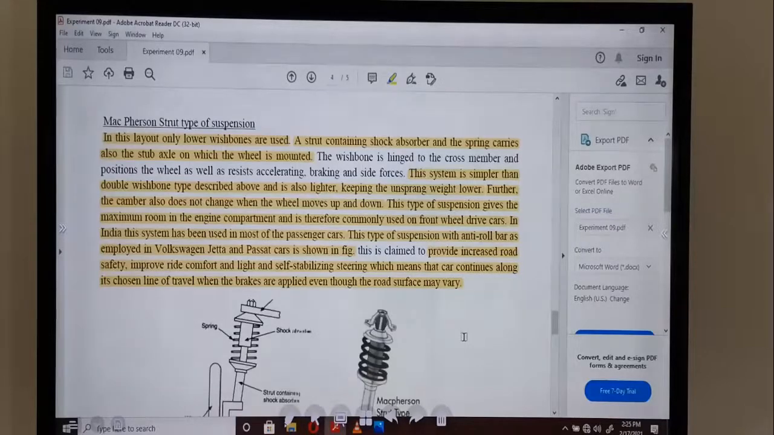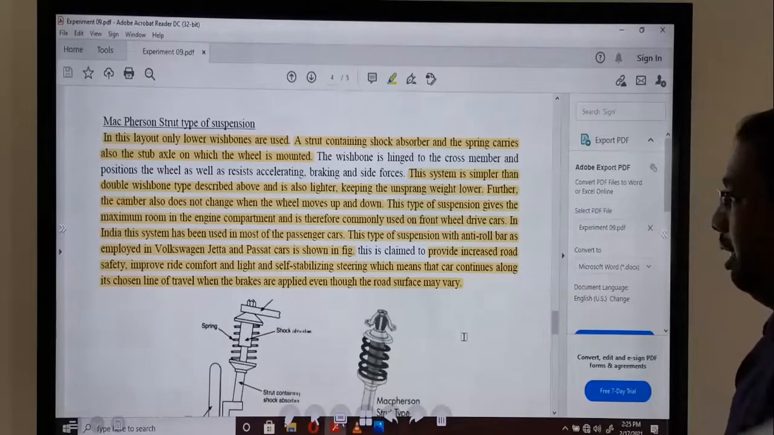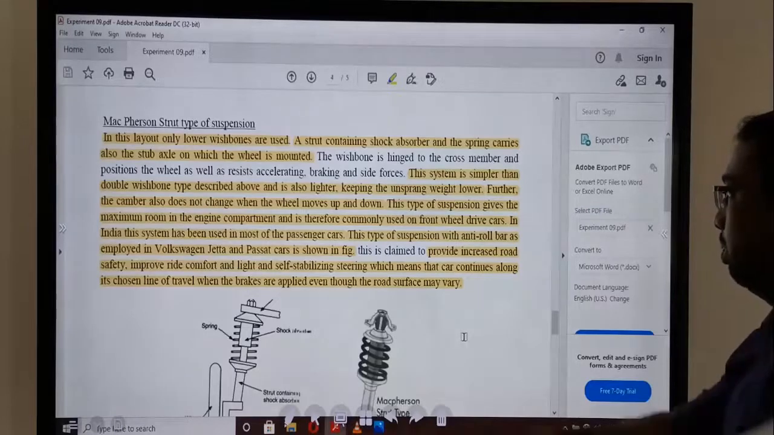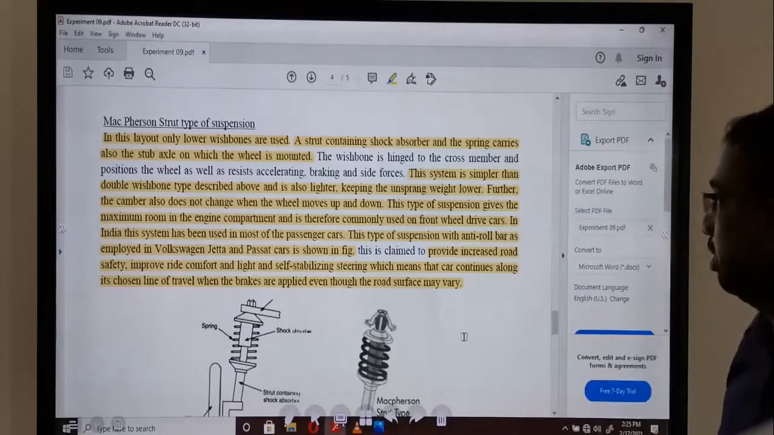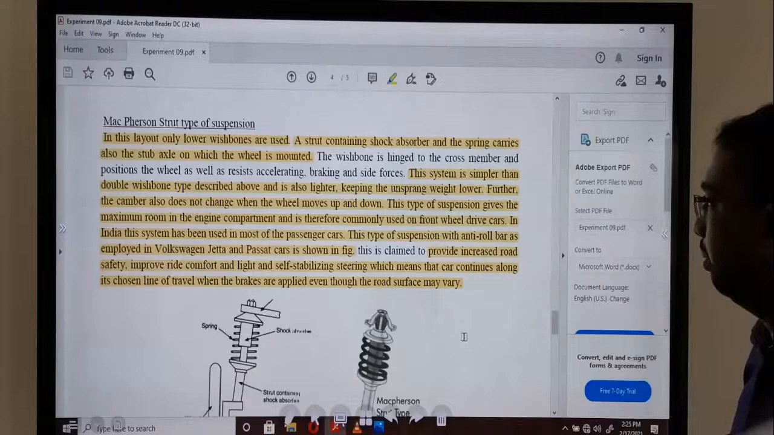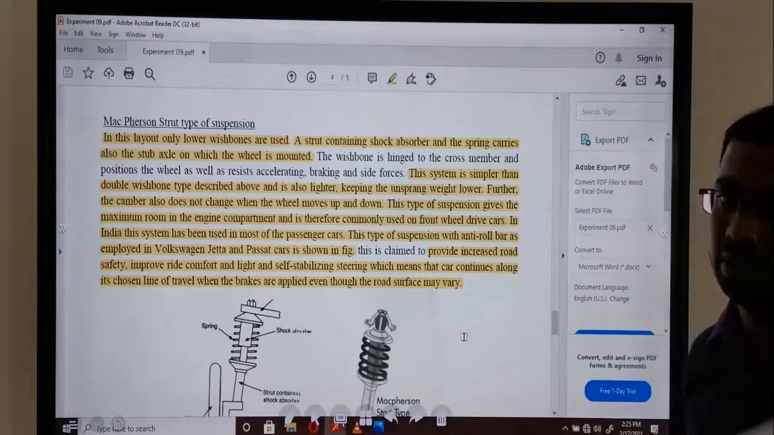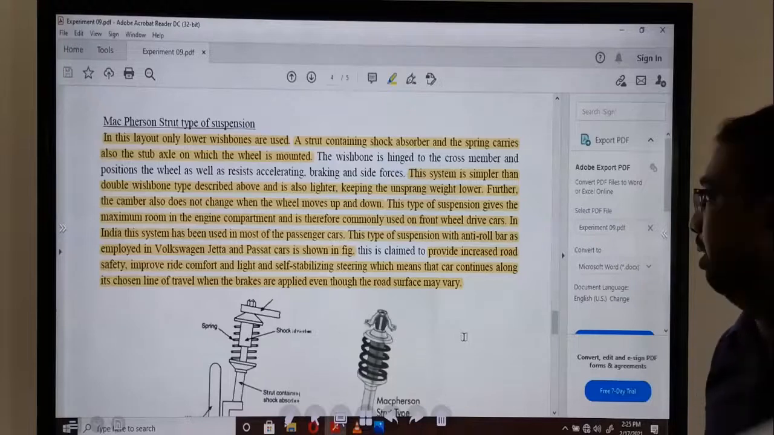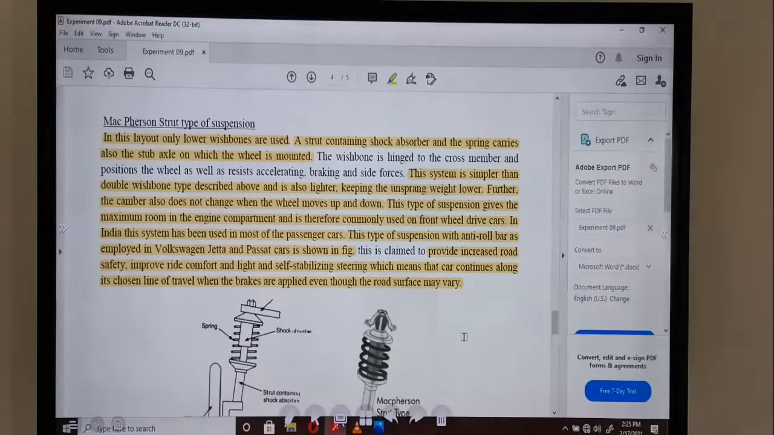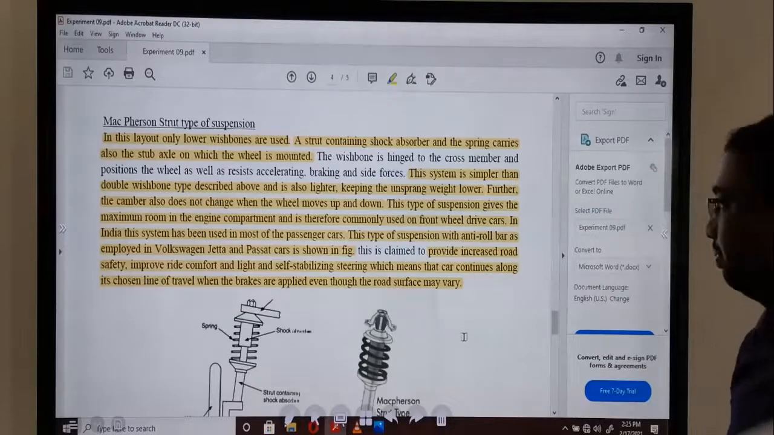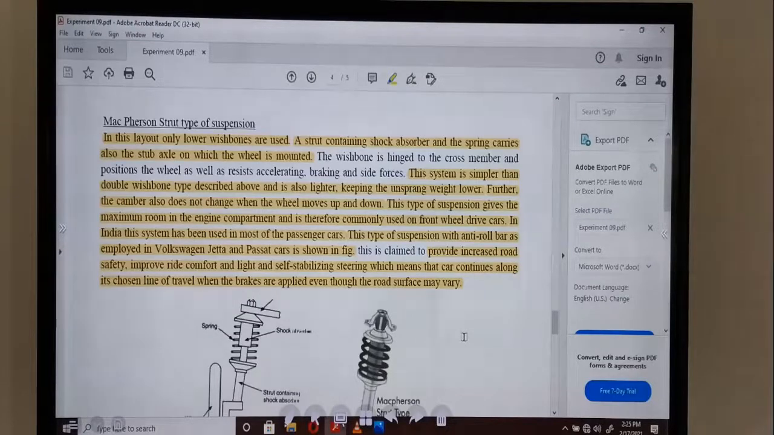So this type of suspension is mostly used for front wheel drive cars, because front wheel drives mostly use a CVT transmission, so the CVT gearbox and engine are also placed in the front side. In India, this system has been used in most passenger cars. This type of suspension with an anti-roll bar is employed in Volkswagen Jetta and Passat cars, as shown in the figure.